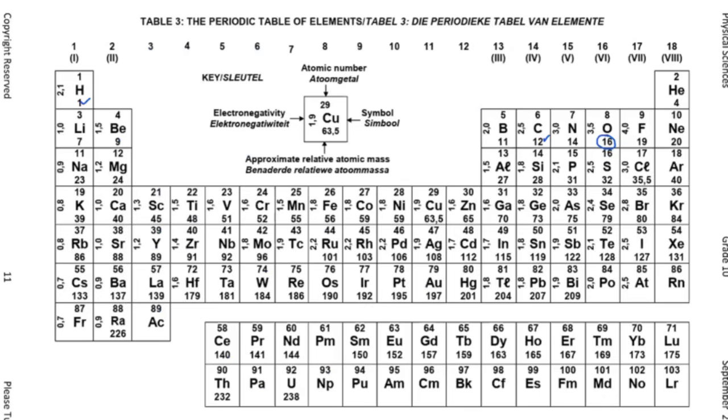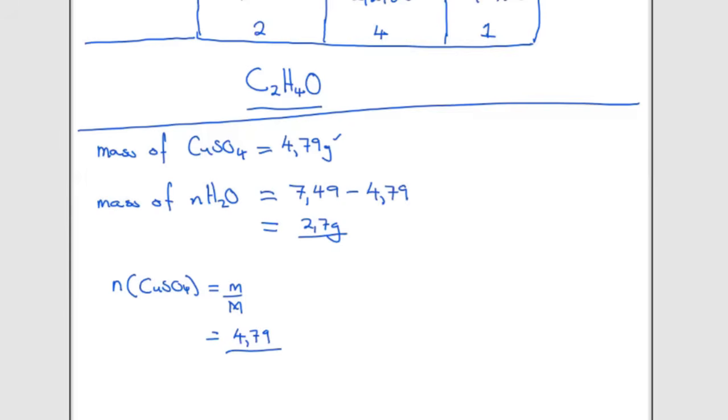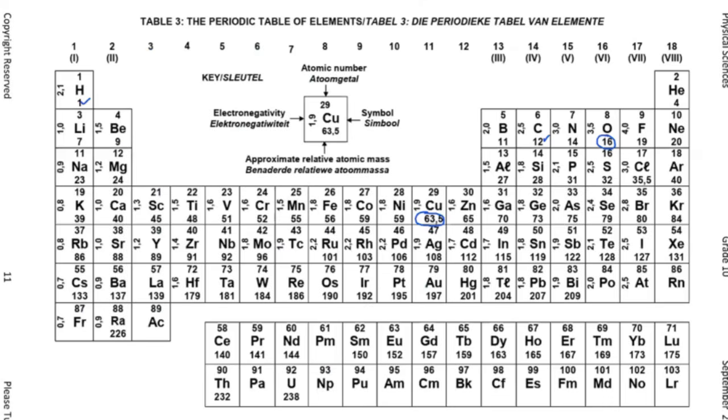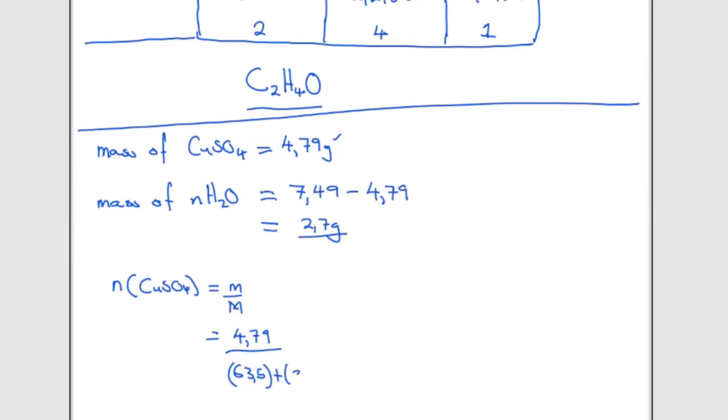So we're supposed to refer to the periodic table to find our copper. Here I'm having 63.5 for copper, in brackets because it's multiplied by 1. Then plus the sulfur, which is 32. If you look at sulfur, we're having a mass of 32. So my sulfur is going to be 32.